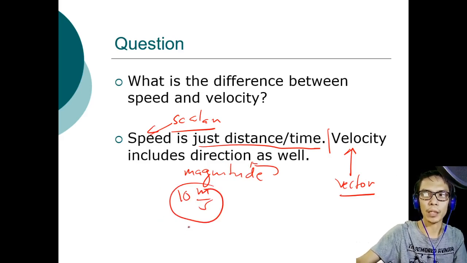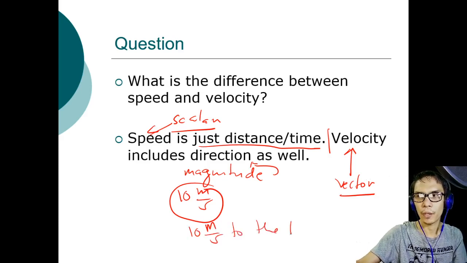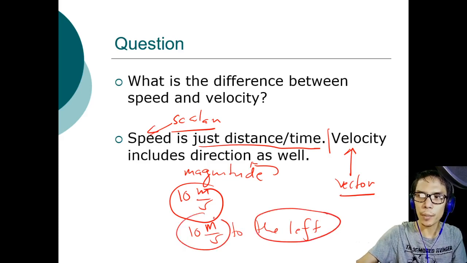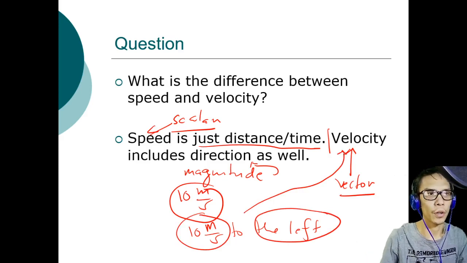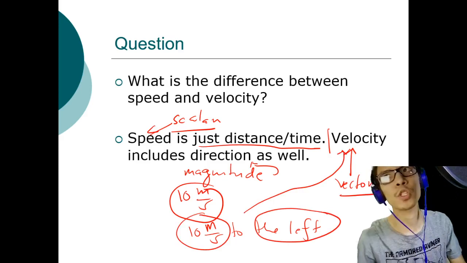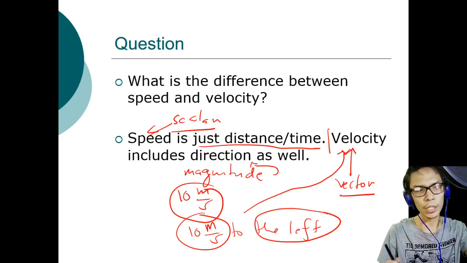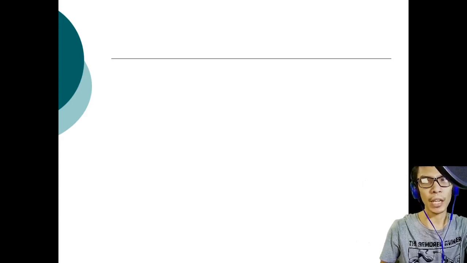Alright? 10 meters per second. But if you put something like this, the object is going 10 meters per second to the left. Right? So there's a direction, there's a magnitude, and therefore that is velocity. Okay? So that is the difference between speed and velocity. So let's put it into an application.